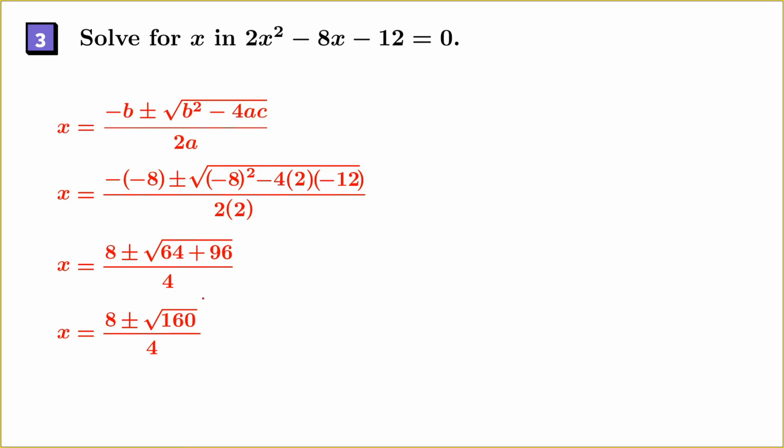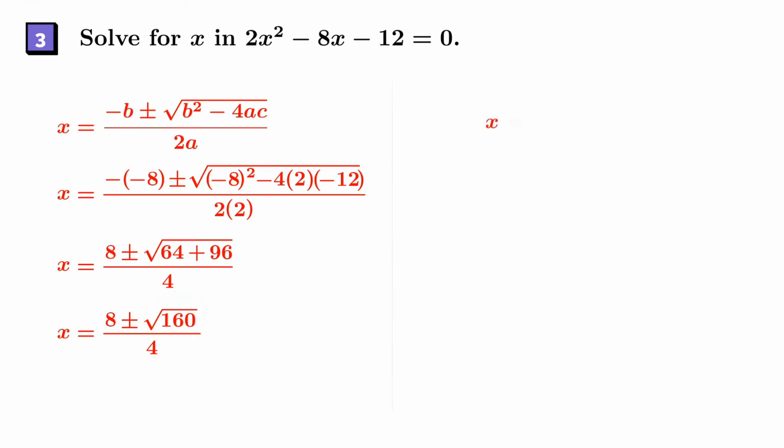Pagkatapos, i-check natin yung radical or yung square root. Okay? So wala namang eksaktong square root ang 160, pero meron pa siyang perfect square factor. Okay? At ano ang perfect square factor ng 160? It is 16. So, ibig sabihin, pwede nating i-factor yung 160 as 16 times 10. So, we now have x equals 8 plus minus the square root of 16 times 10 all over 4.